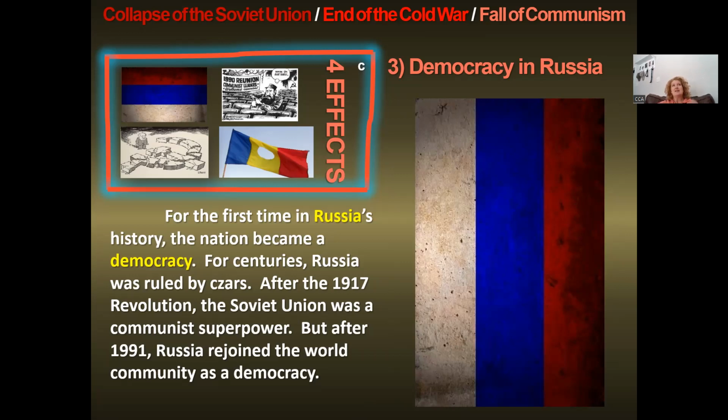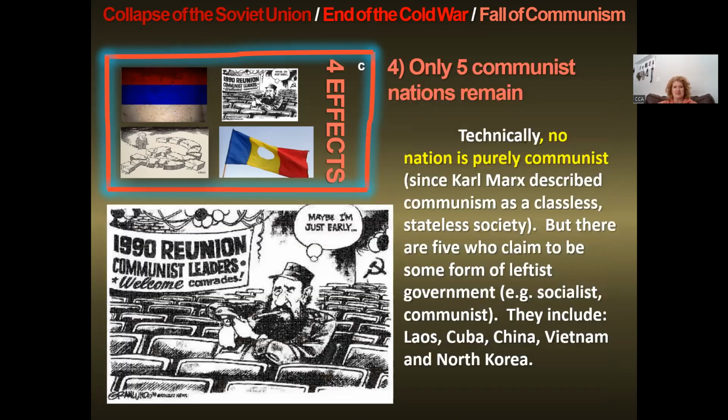But in terms of it being defined, it has a president, it has a governing body, and there are elections. It just doesn't have the same amount of freedom and the boundaries that we have of what we know as democracy. So there's only 5 communist nations that remain: Laos, Cuba, China, Vietnam, and North Korea.